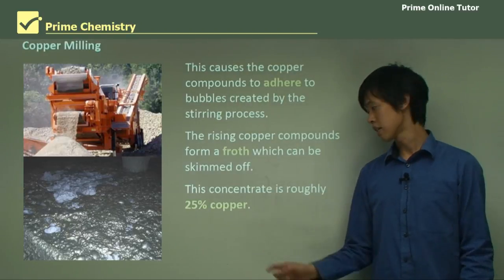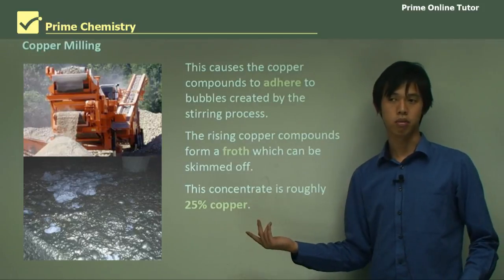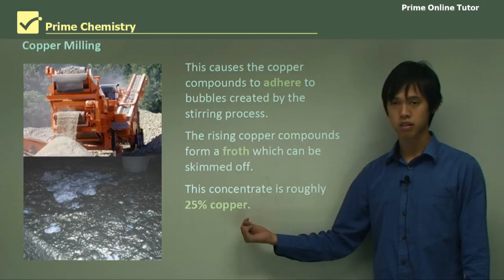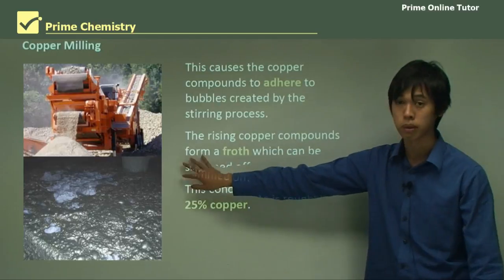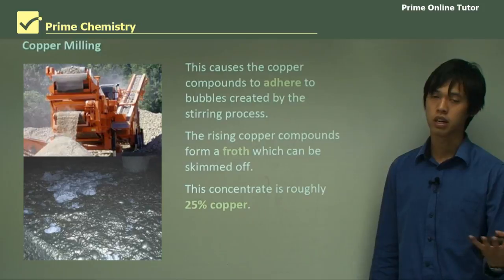And it's a very good process because we've turned our 0.15% copper into 25% copper. So we've made a big jump in concentration. Now about a quarter of this bubbly stuff is actually copper, which is good. We're getting there towards 99.9% copper.